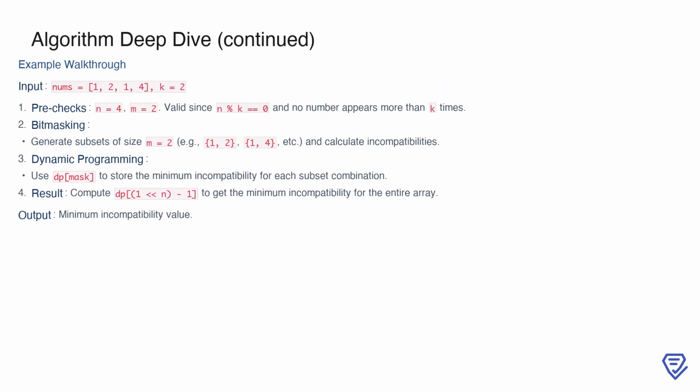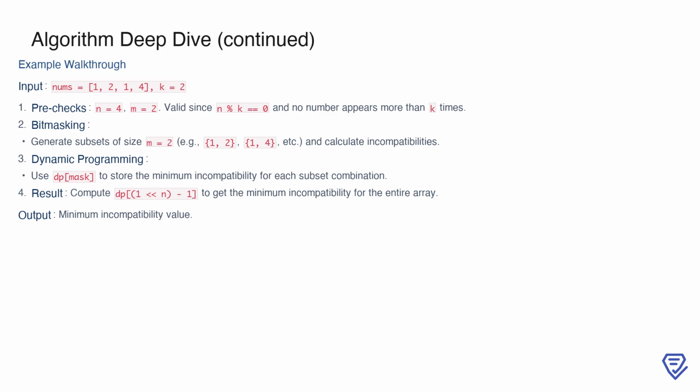Let's walk through an example to solidify our understanding. Suppose the input is nums equals [1, 2, 1, 4], and k equals 2. First, we perform the prechecks. Here, n equals 4 and m equals 2, which satisfies n % k equals 0. Additionally, no number appears more than k equals 2 times, so partitioning is possible. Next, we use bit masking to generate all subsets of size m equals 2, such as [1, 2] and [1, 4], and calculate their incompatibilities.